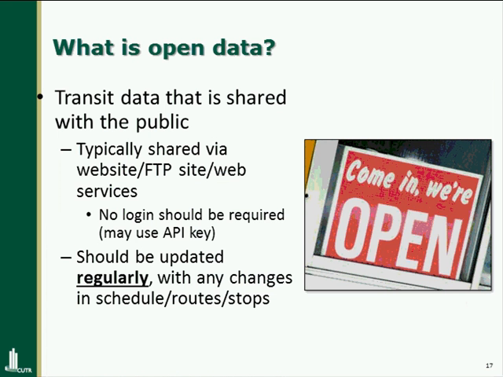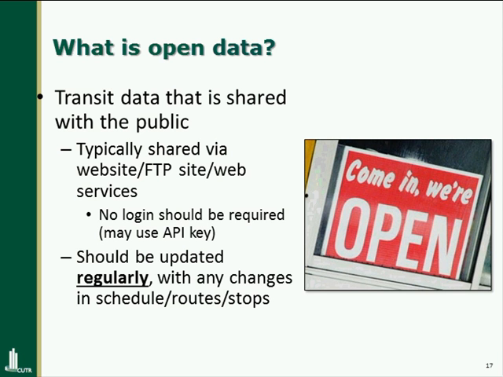So when we talk third-party solutions, they're typically based on open data. The question is, what exactly is open data? Open data is transit data that's shared with the public, and it's typically shared via either a website or FTP site or some type of web service. The best practice that's emerged is that it shouldn't be behind a protected login. There are other ways to authenticate users, such as an API key that's unique per user of the data. These data sources should all be updated regularly.